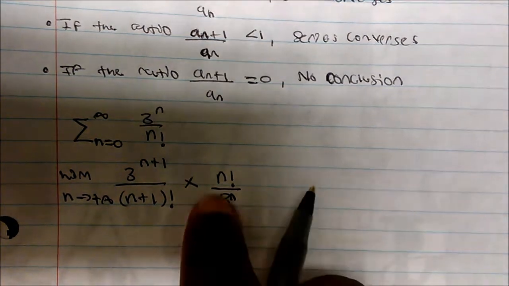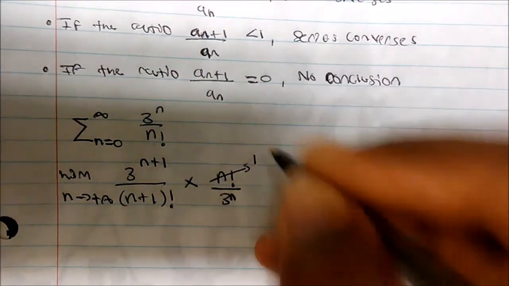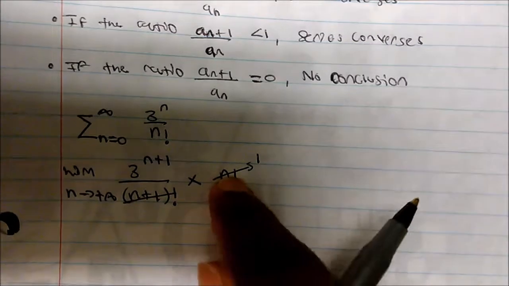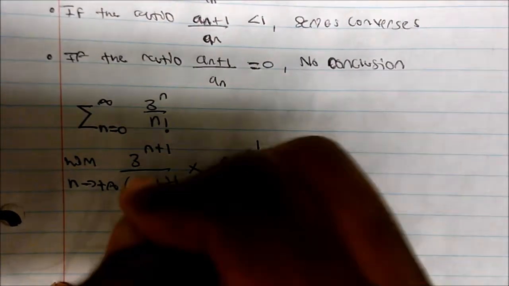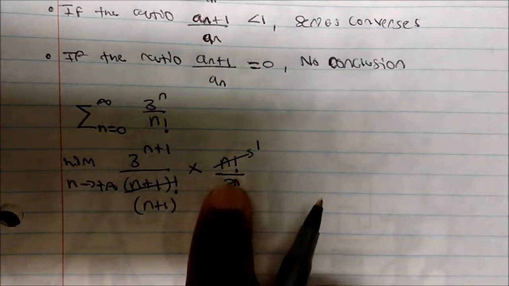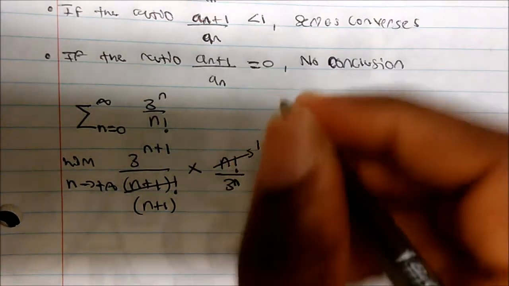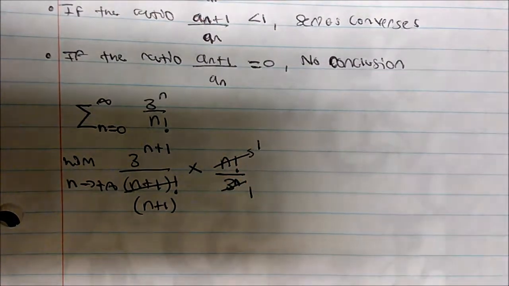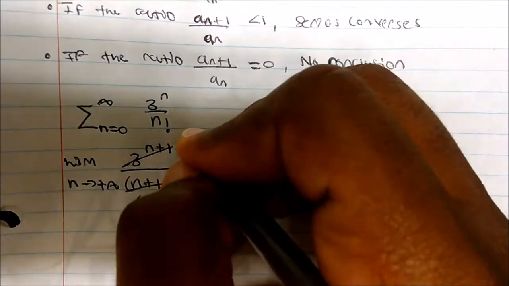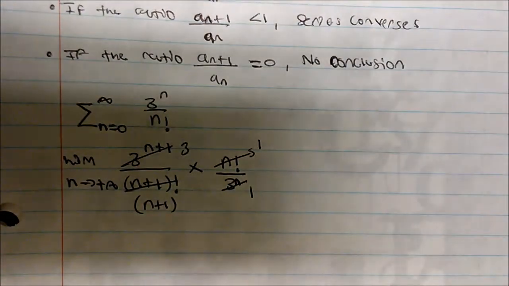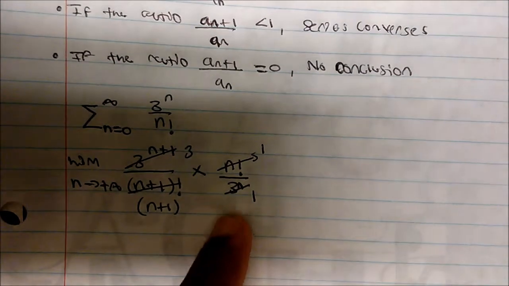If I look at this, n factorial cancels with n plus 1 factorial, and we still have an n plus 1 left in the denominator. For this, we have a 3 to the n, so I'll cancel out a 3 to the n, and if I cancel out a 3 to the n here, I'm left with 3. So in this case, I'm left with 3.